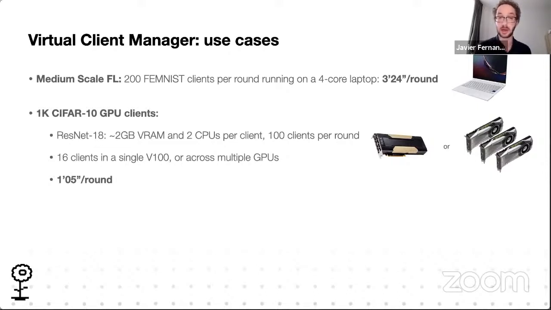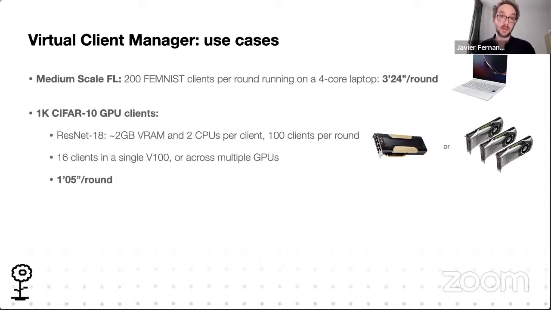If we want to use 100 clients per round, and if we were to have a high-end GPU, we could allocate 16 clients simultaneously inside the same GPU, like in a V100. But if we don't have that, if it's not possible for us to get this kind of GPU, it doesn't matter. You can even use this on a lower-end GPU. As long as you can fit one client, the virtual client manager will schedule everything for you.